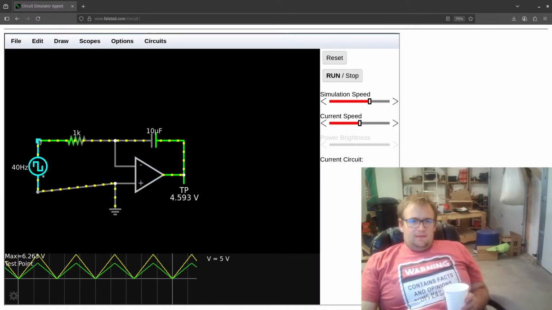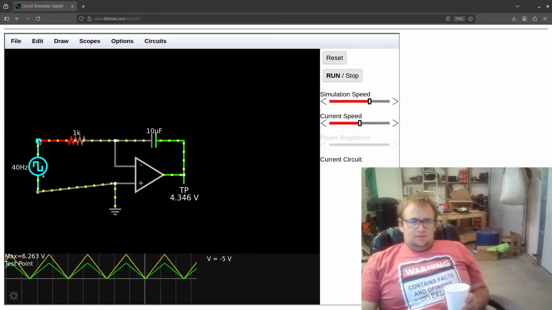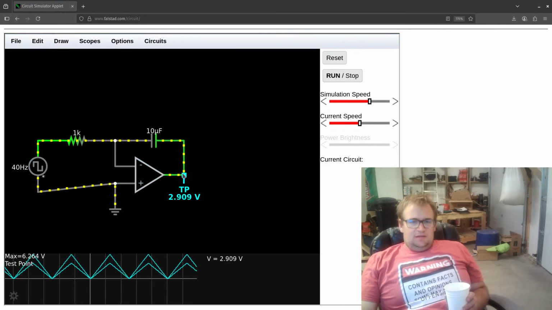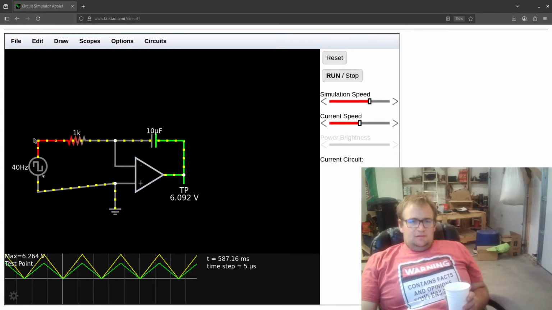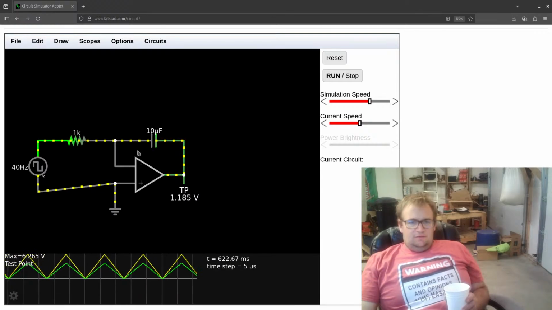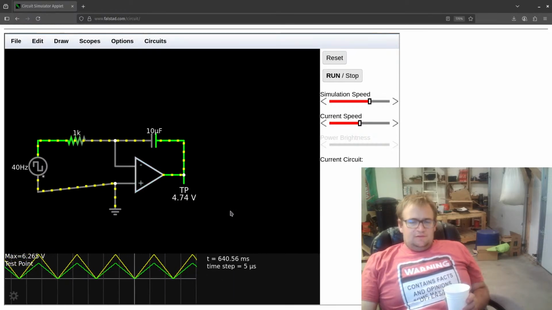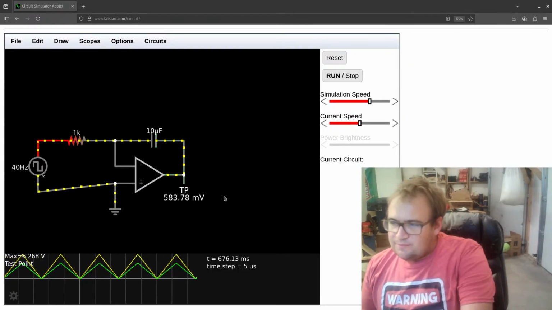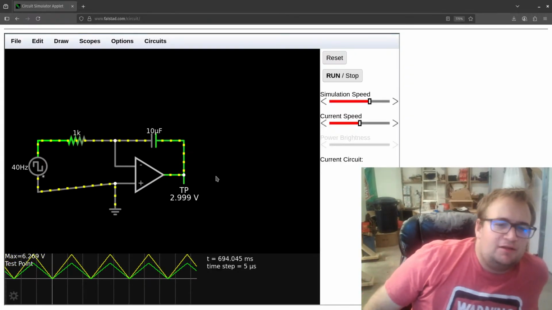Let's see. So now it's at 5 volts. It's at minus 5 volts. So here, now we're at the 5 volts. I'm sorry, I'm stumbling over this now.